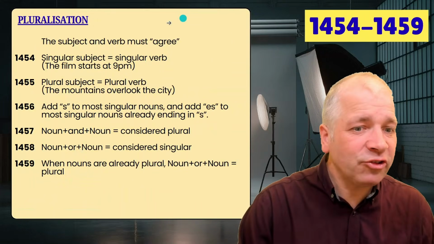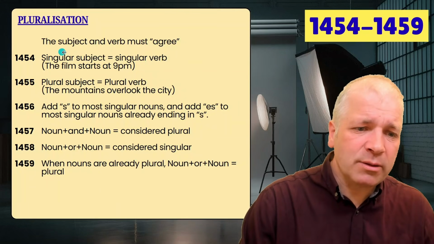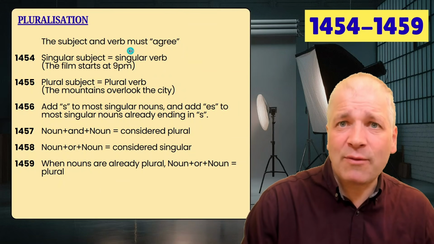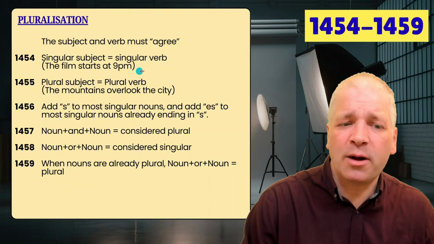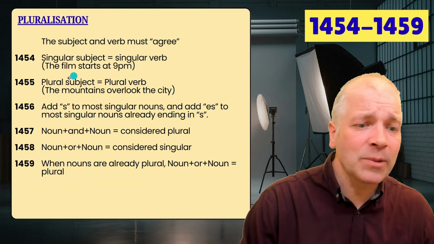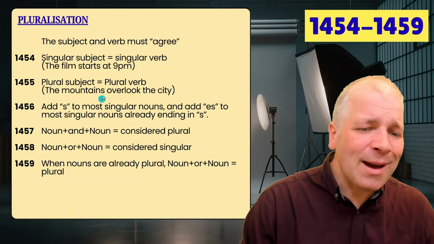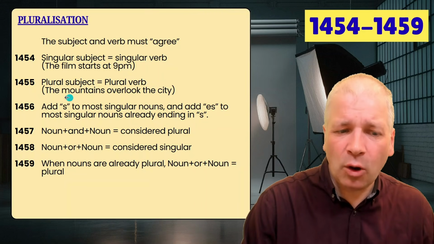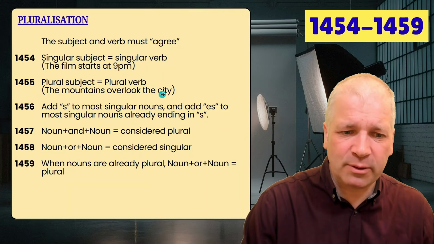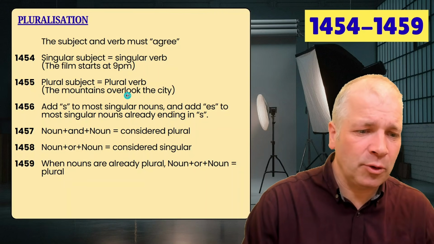With pluralization, it's important in English that the subject and verb must agree. A singular subject means you should have a singular verb. For example, the film starts at 9 p.m. The film is singular, the verb starts is singular. But plural subject and plural verb, the mountains overlook the city. So not the mountains overlooks the city, but we have a plural subject, the mountains, so the verb must be plural too.